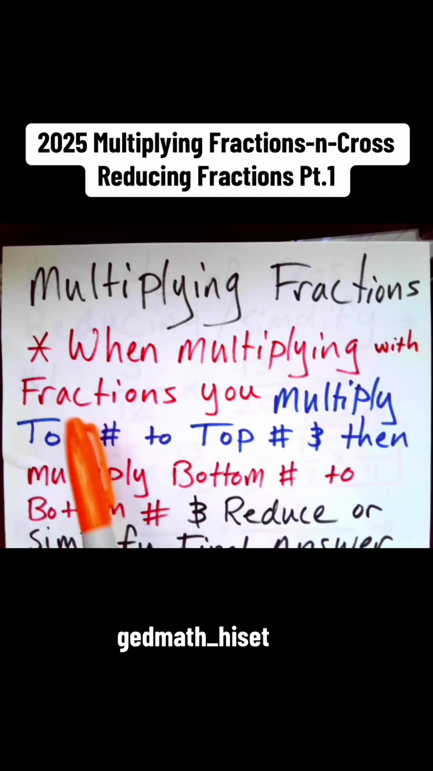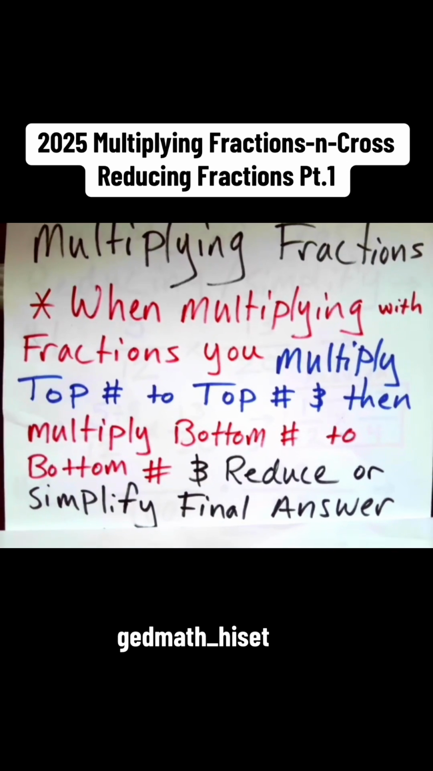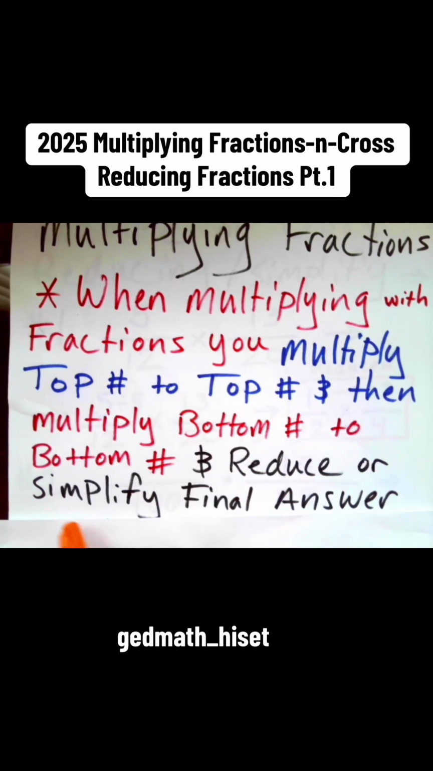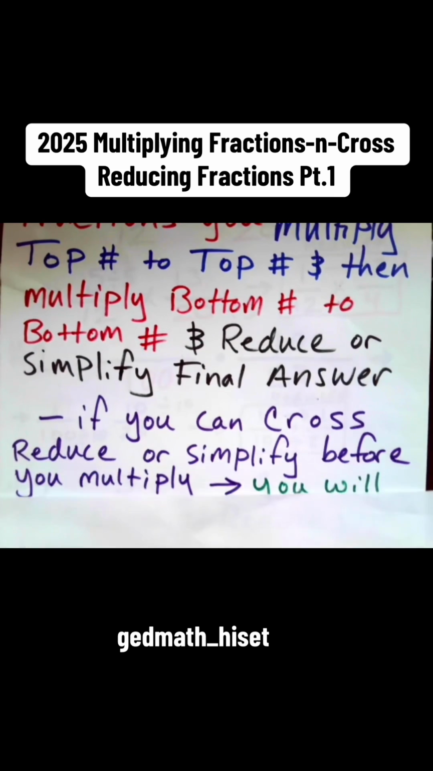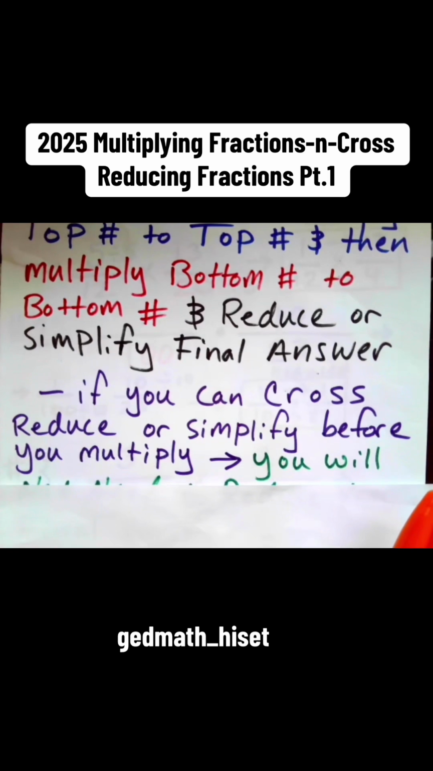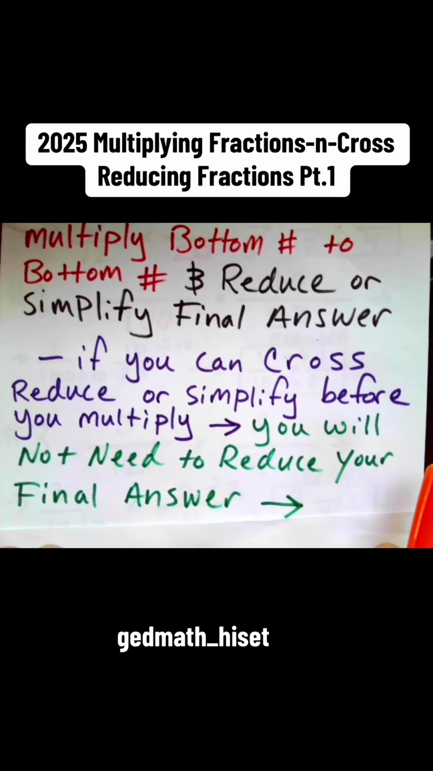When multiplying with fractions, you multiply the top number, the numerator, to the top number, and then you multiply the bottom number to the bottom number. Remember, you need to reduce or simplify your final answer. There are multiple ways to do that. You can use what is called cross reduce. You can also simplify after you multiply. So you will need to reduce your answers always, always, always.